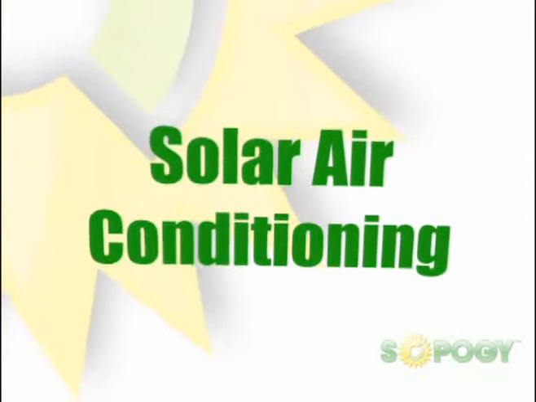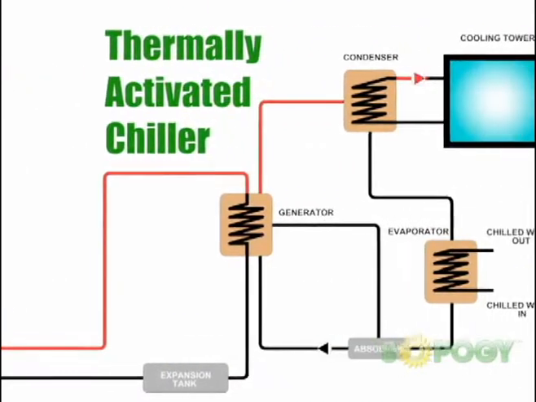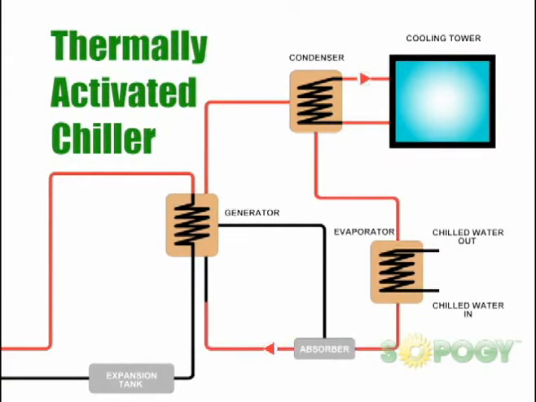In this episode of SopoHow, I'll explain how our micro CSP parabolic trough technology is used to create solar air conditioning. In solar air conditioning, a set of Sopogy micro CSP SopoNova troughs are connected to a thermally activated chiller running on heat.